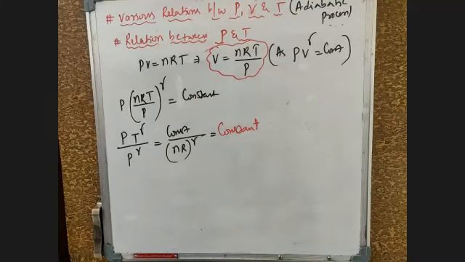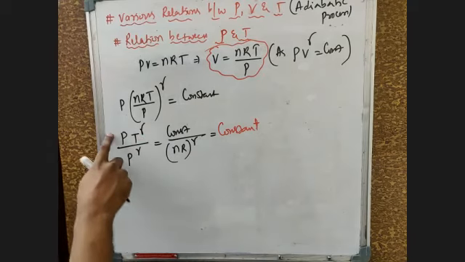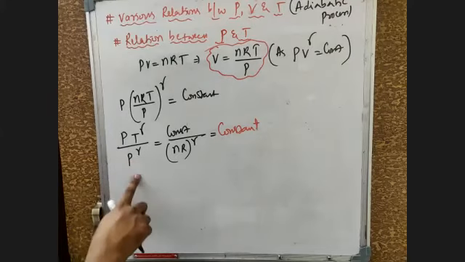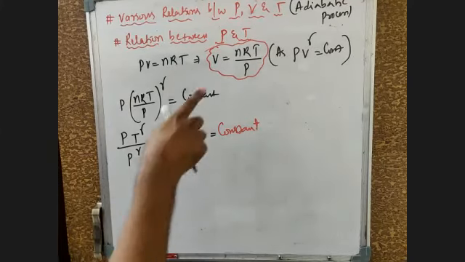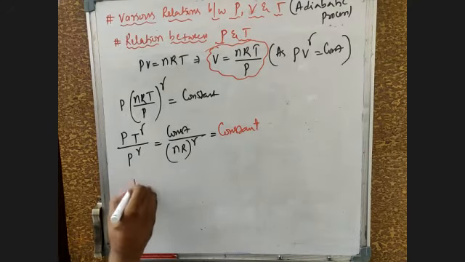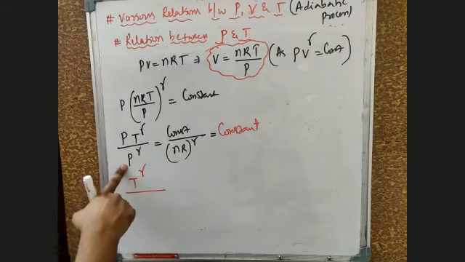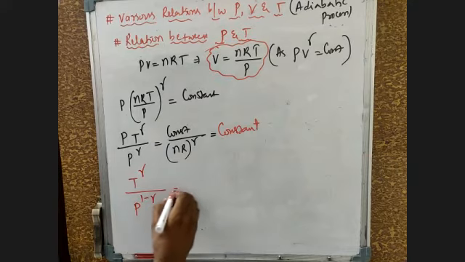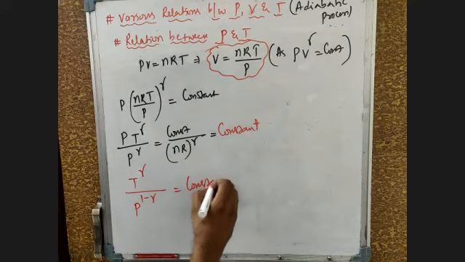Now, P value, if I am taking it to the other side, what I'll be getting is T power gamma by P power of gamma minus 1. Because I need to get the relation between the pressure as well as the temperature, I can write it in any way depending upon your understanding. I can write this as T power gamma divided by P to the power of 1 minus gamma is equal to constant.